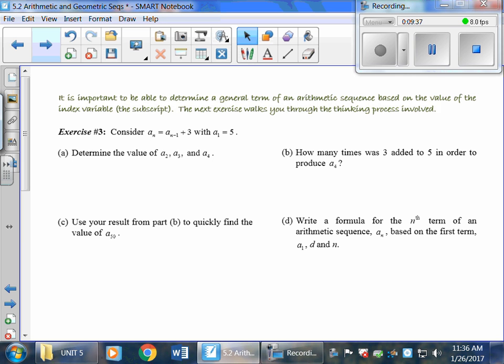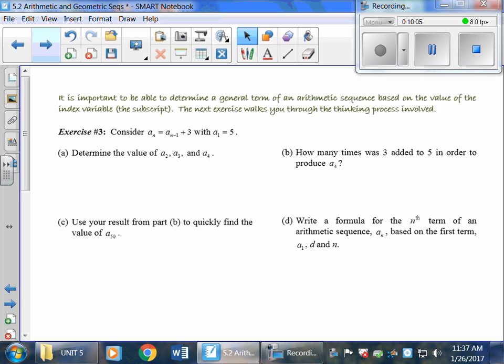It is important to be able to determine a general term of an arithmetic sequence based on the value of the index variable, which is the subscript, that little sub 2, sub 3. The next exercise walks you through the thinking process involved. So consider a sub n is equal to a sub n minus 1 plus 3, with a sub 1 equal to 5.